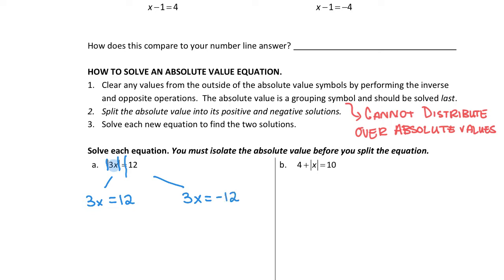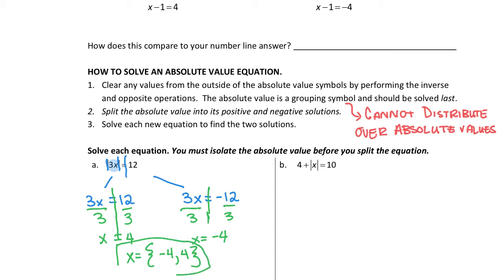And now I can solve each equation. The first one, divide both sides by 3, and we get that x equals 4. The second one, same thing, divide both sides by 3, and x equals -4. Now, this is the first time I'm going to use something called set notation. This is when you use fancy brackets. You should write these in mathematical order and close with the same brackets. So you might see this notation from time to time. It just means that those 2 numbers are the solutions to this equation.